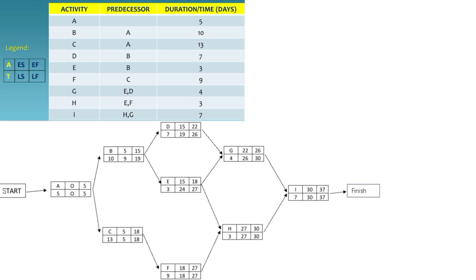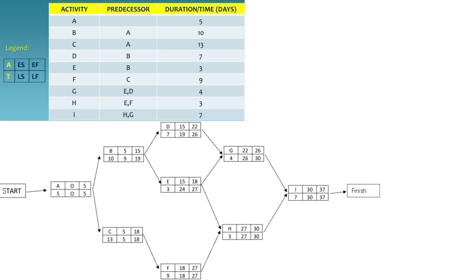Activity I. Activity I depends on both activities G and H. Therefore, its early start is the maximum of early finishes of activities G and H, which are 26 and 30, respectively. Hence, ES equals max equals 30. The early finish for activity I is calculated by adding its duration to its early start, giving us EF equals ES plus duration, equivalent of 30 plus 7 equals 37.